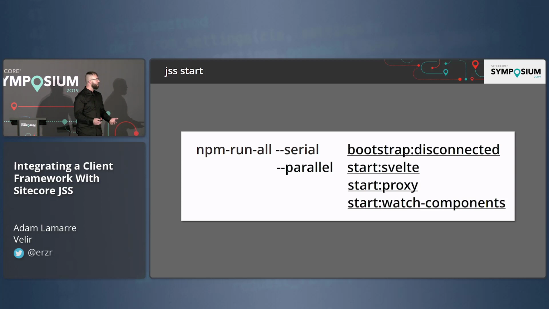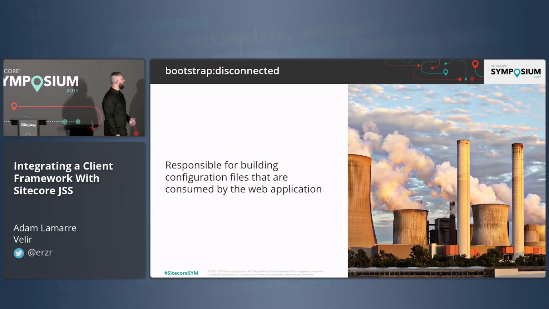I want to go through each one of these commands and talk about their role in jss start and how you should think of them. We'll start with the serial command, which is bootstrap disconnected. This is really responsible for building the configuration files, which are then imported into your web application. This is actually responsible for telling your application how it's running.